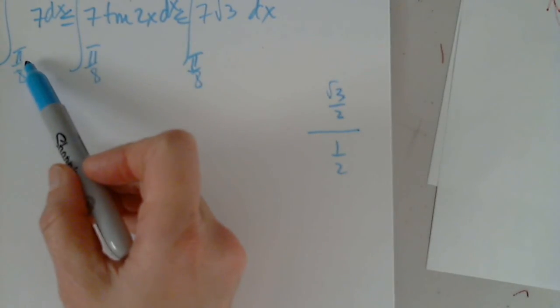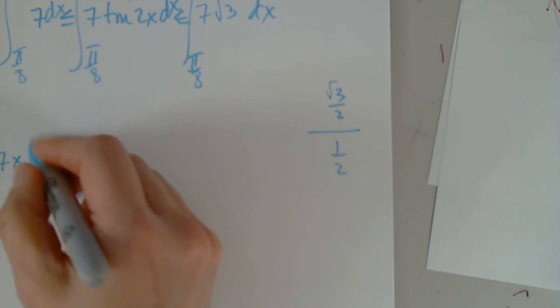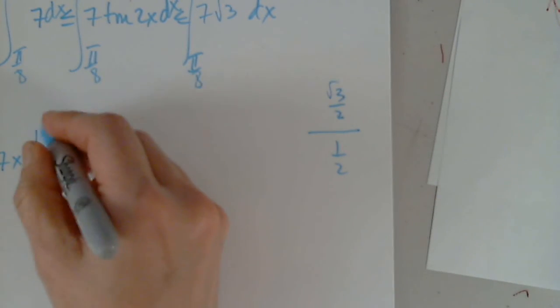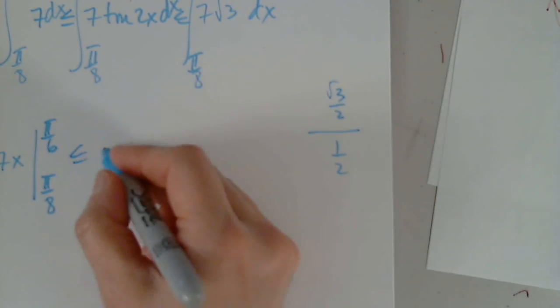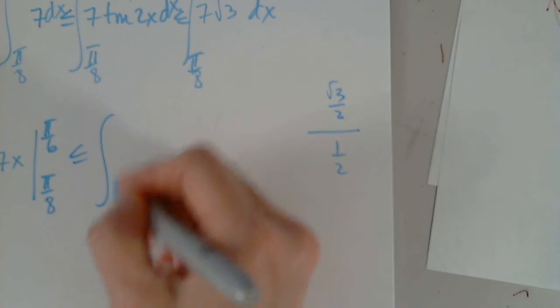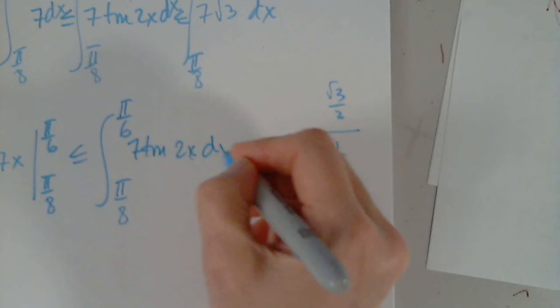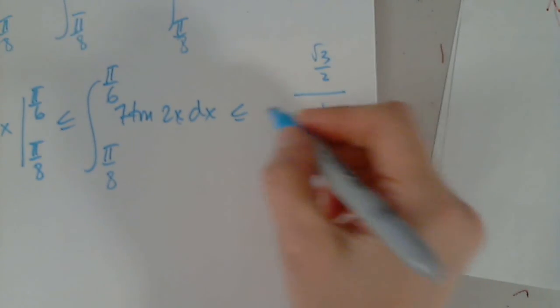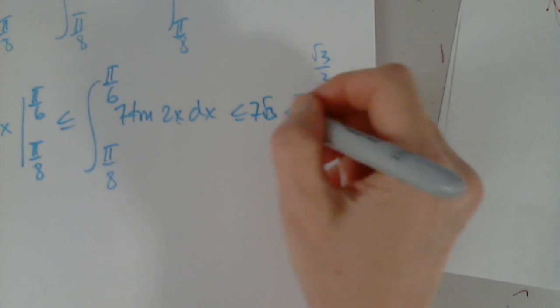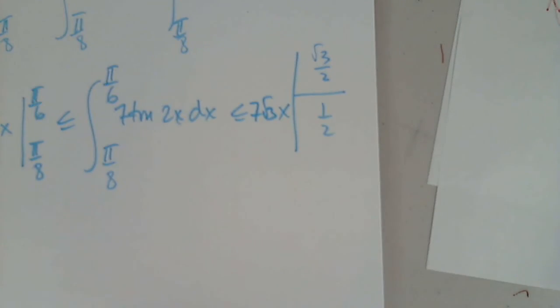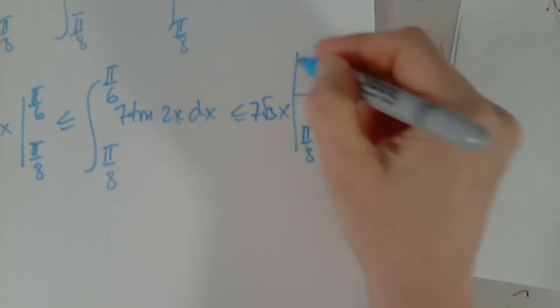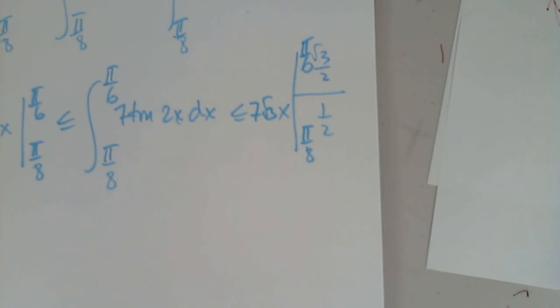I need to calculate this. So this is 7x from pi over 8 to pi over 6. And this is 7 the square root of 3 x from pi over 8 to pi over 6.